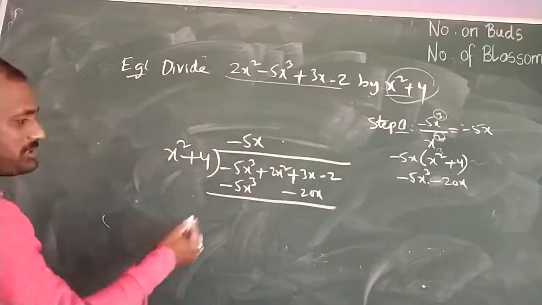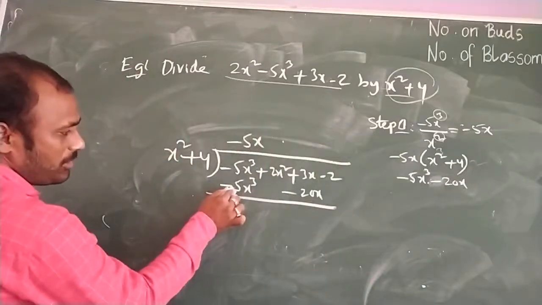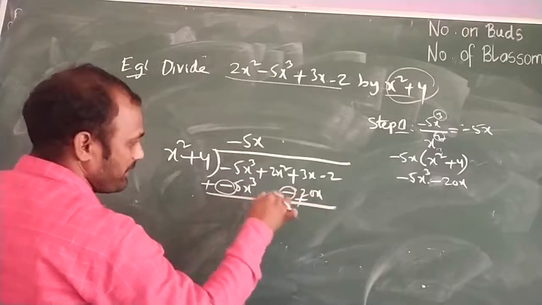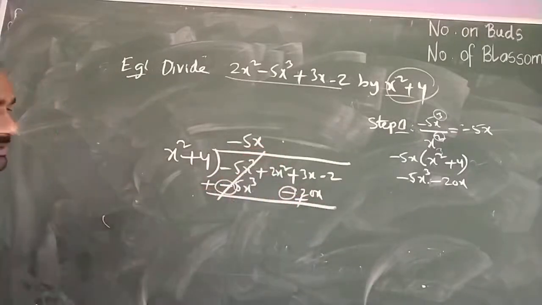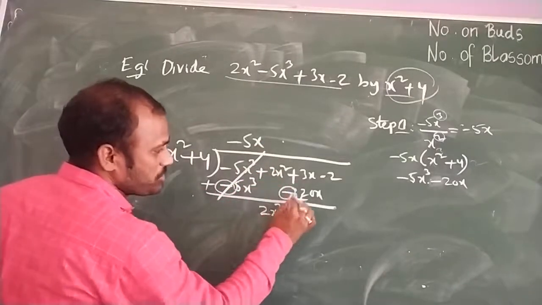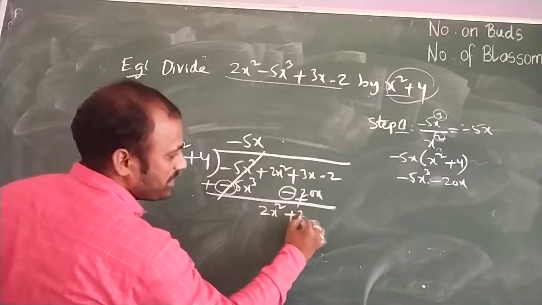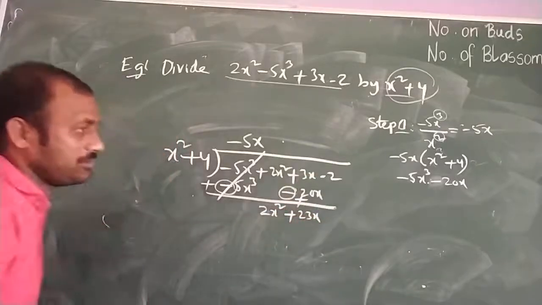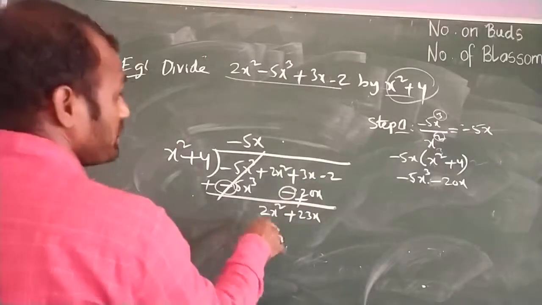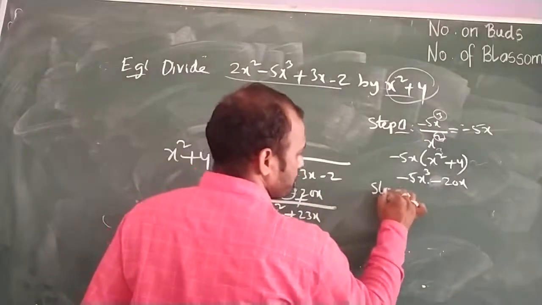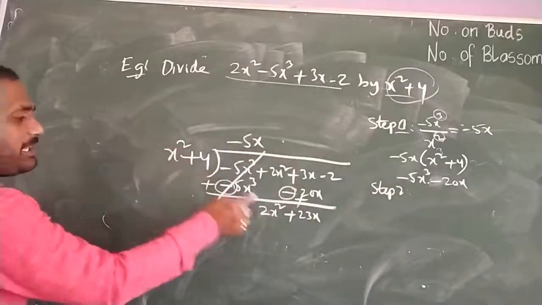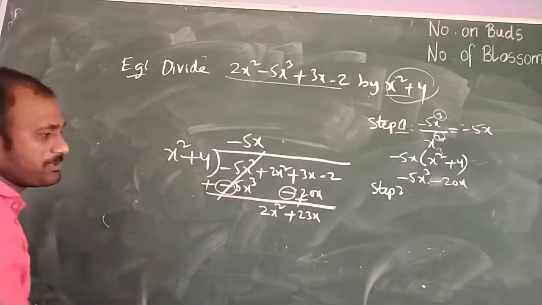Now after doing this, we have to change the symbols. Minus will become plus and minus will become plus. These two get cancelled. Now what is the term left here? 2x square, that I need to write here, 2x square plus 23x. So 2x square plus 23x. Next I need to perform step 2. Why? Because here the degrees are equal, so we definitely have to perform another step.